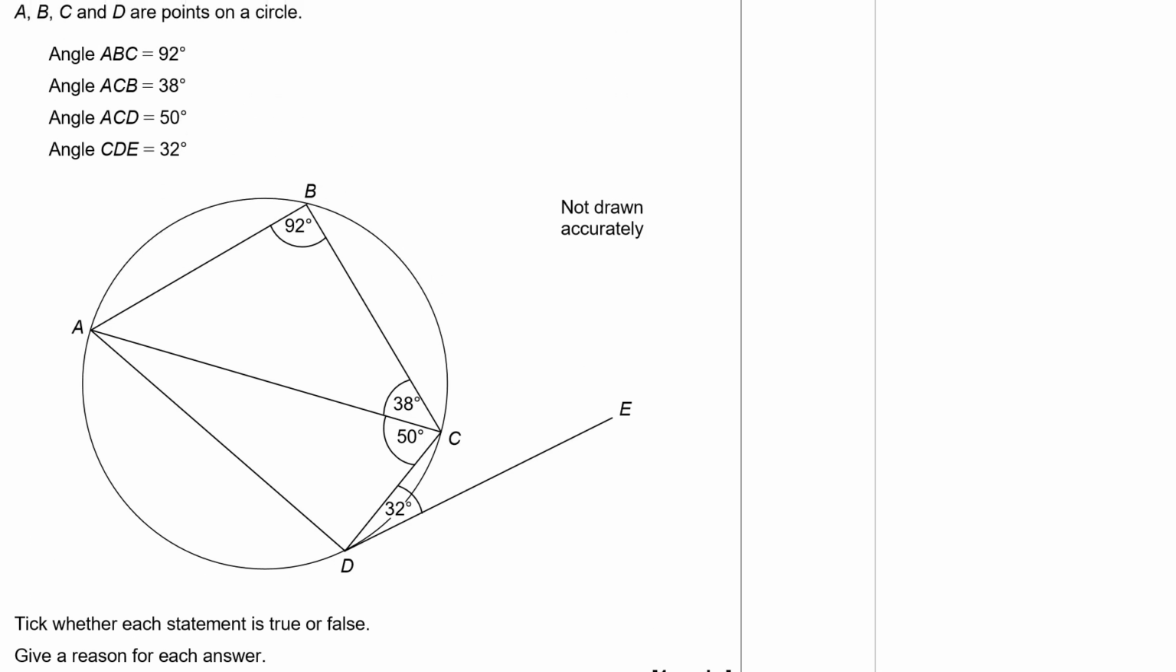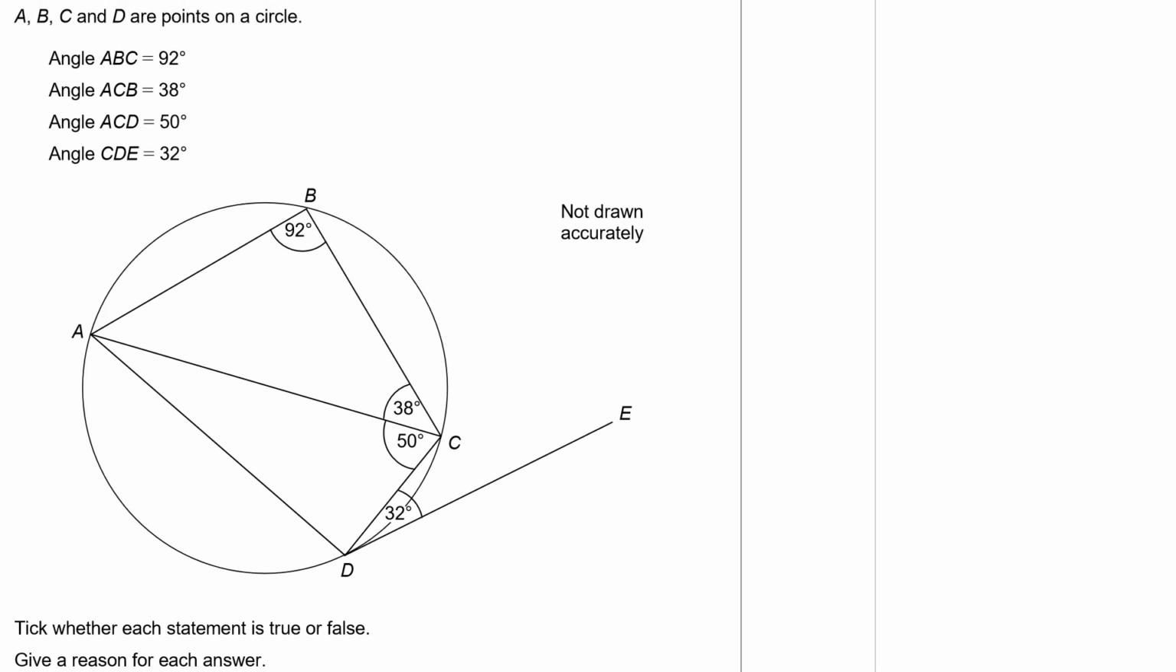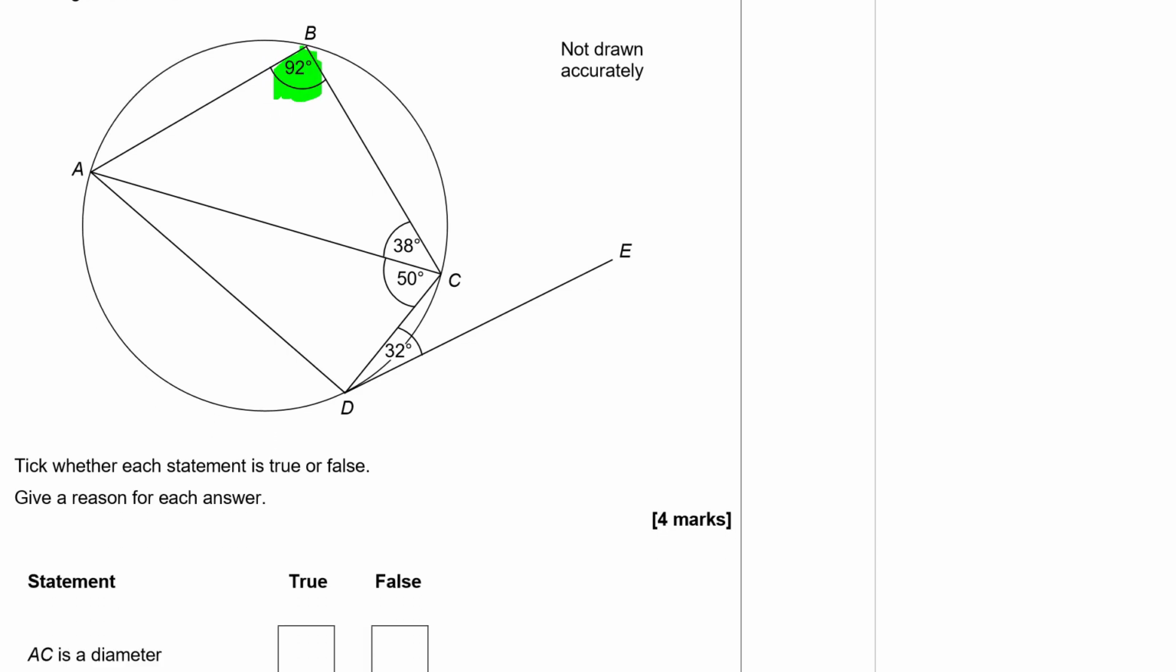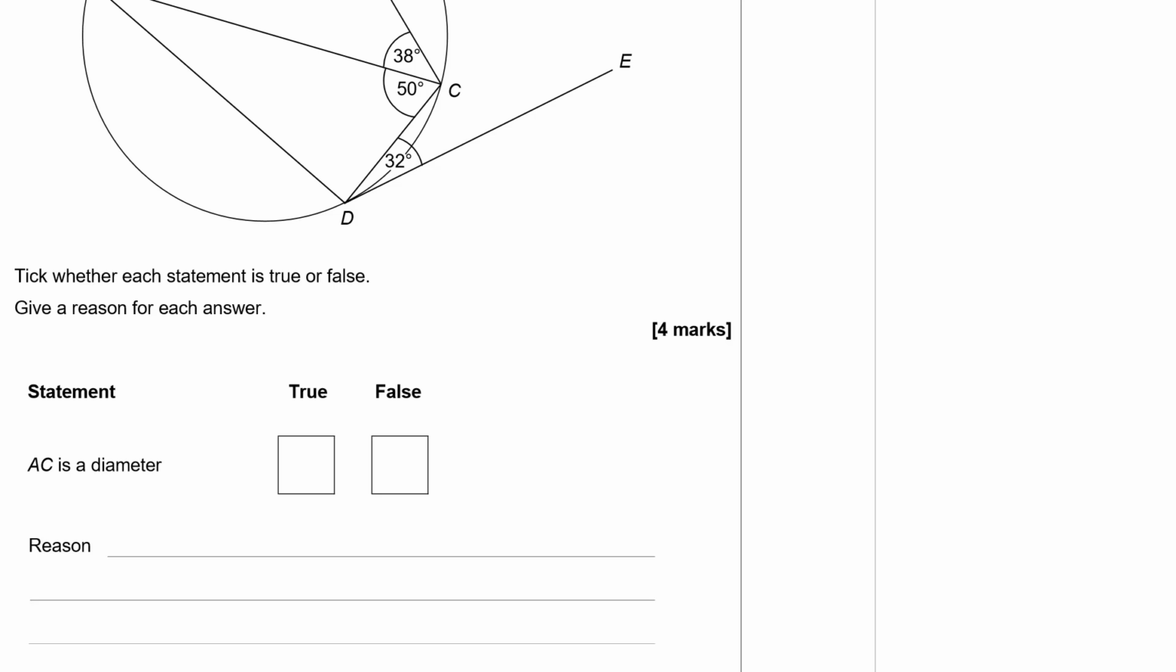Now, if AC was a diameter, then ABC would be an angle in a triangle in a semicircle, wouldn't it? So this one here would be an angle subtended within a semicircle, and it would be a right angle, and it isn't because it's 92 degrees. So AC cannot be a diameter, otherwise that angle B would be 90. So I'm going to tick false. False. Angle B is not 90 degrees.